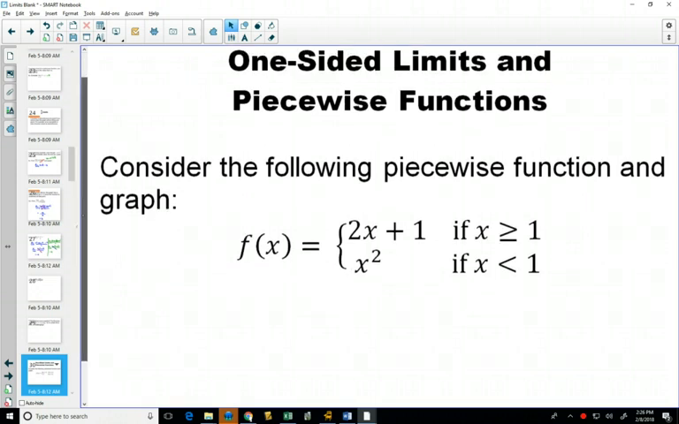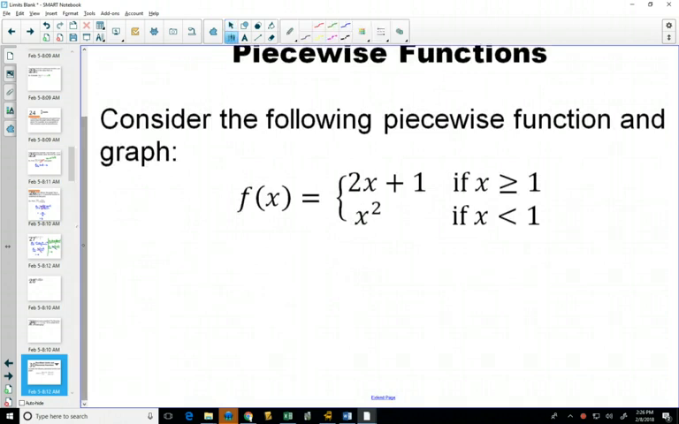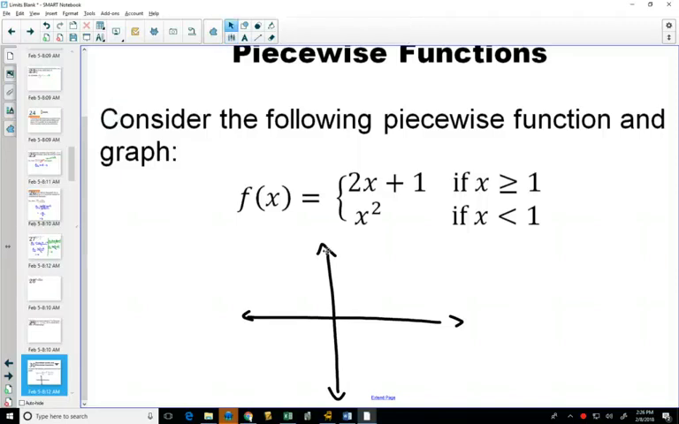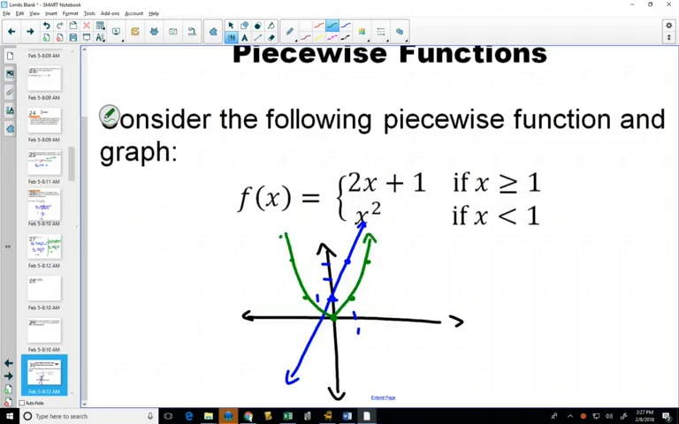Now, if I drew both of those separately, so here's my grid, and I graph 2x plus 1 in blue, that would have a y-intercept of 1, up to over 1. There's our graph of y equals 2x plus 1. And in green, if I graph a parabola, there's my parabola. So I have both of those graphs in their entirety.